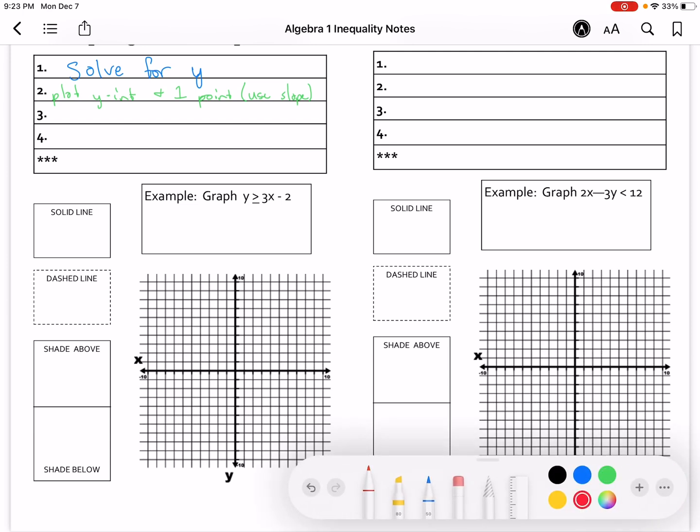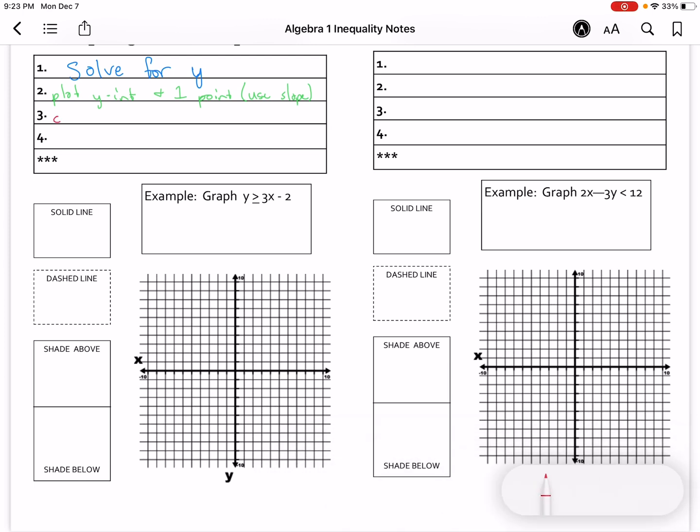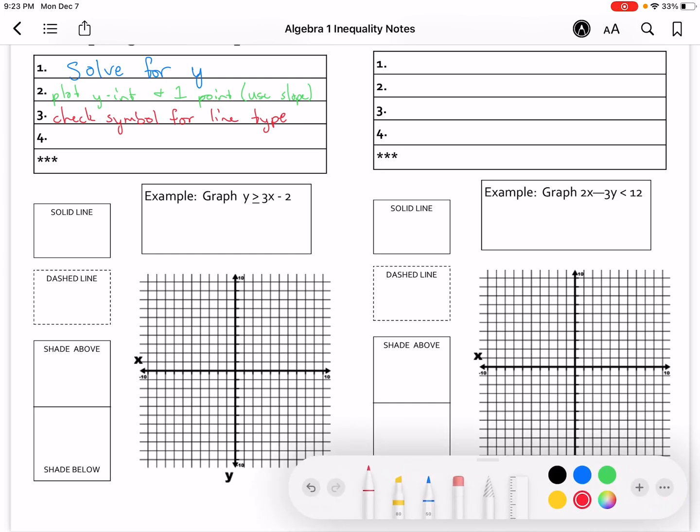Our third step is to check the symbol for line type. And if you'll notice on the sides of the graph where it says solid line, dashed line, shade above and shade below, that step 3 is going to refer to whether or not we have a solid or a dashed line. All right, and then step 4.